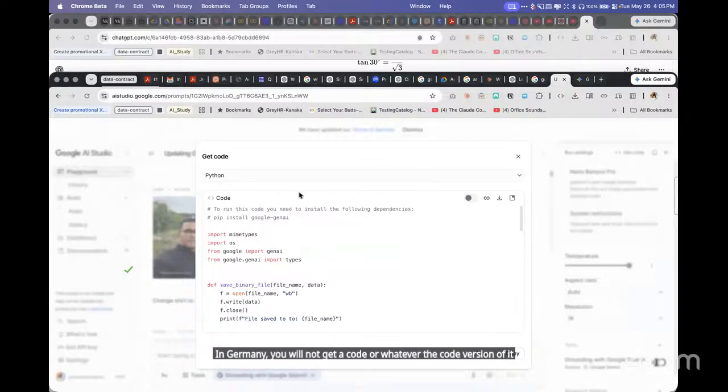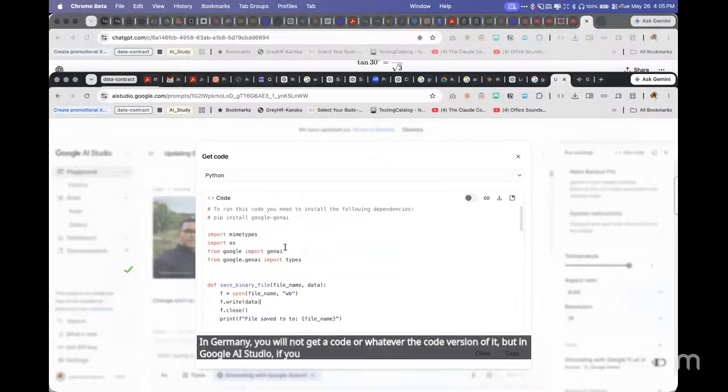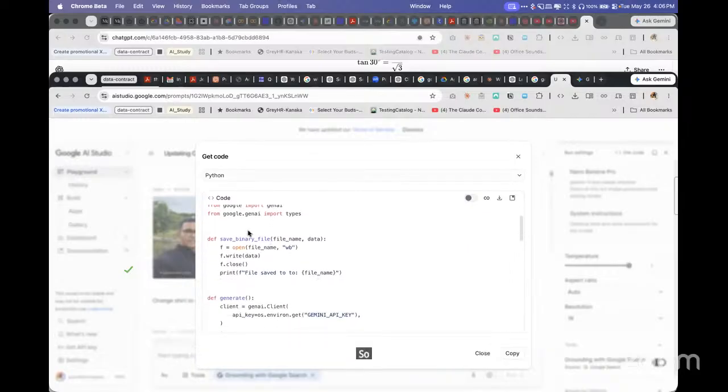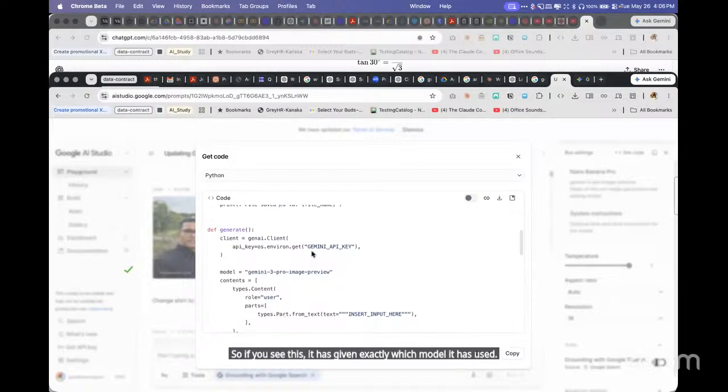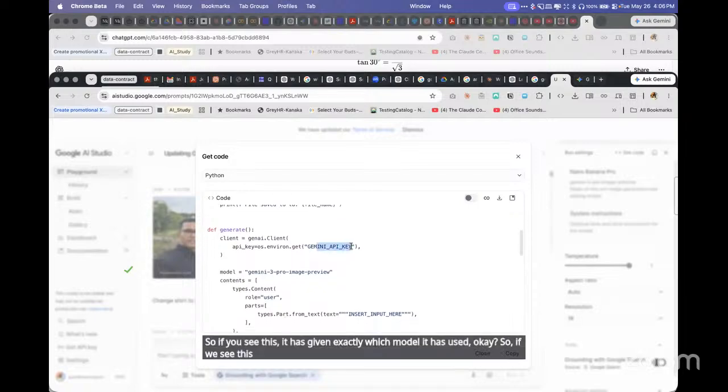But in Google AI Studio, if you give some prompt here, you can directly get the code for that prompt using this code button. If you see this, it has given exactly which model it has used. This is the API key which of course we always need to put. Then the model is Gemini 3 Pro image preview. So we just need to get this API key from the Google platform, and then I can directly run this code.